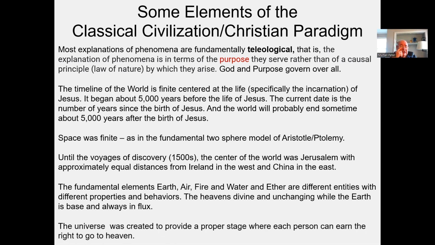The last one I'll give is an example of a teleological explanation. The universe was created. Why was the universe created? It was created to provide a proper stage where each person would be able to earn their right to go to heaven. That was a perfectly satisfactory explanation, more than satisfactory. It was, now I understand why I'm here. I understand why all this is here. Why is the moon here? Why are these planets here? Why is all of this here?